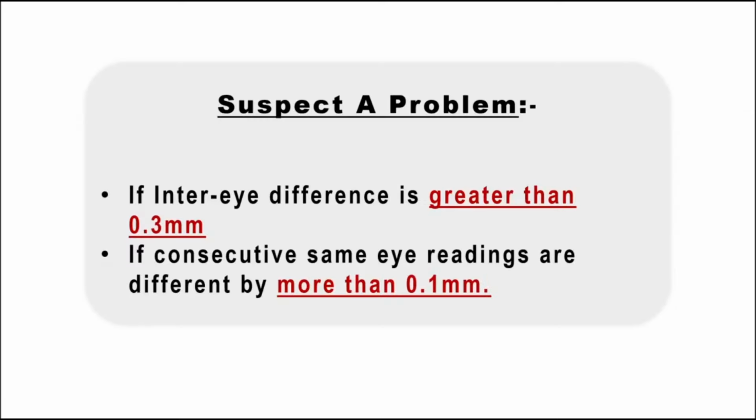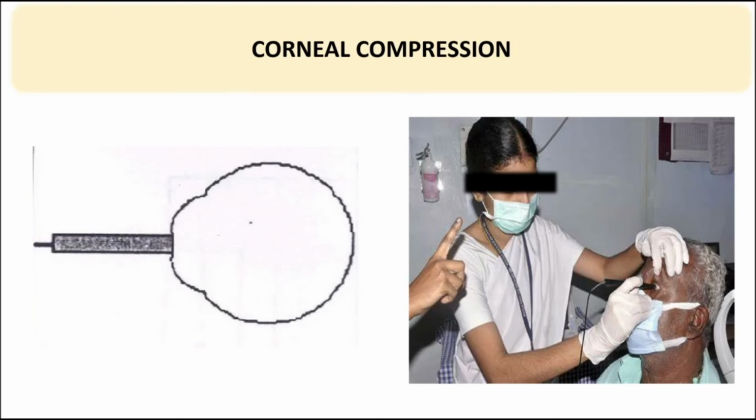Now let us talk about some common errors and challenging situations while carrying out an ultrasound biometry. First things first, whenever the inter-eye difference is greater than 0.3 millimeters, or when consecutive same-eye readings differ by more than 0.1 millimeter, you have to be suspicious. The first thing you should do is consider the medical history of the patient and find out if there is any particular reason for the differences in the reading. The patient might have a macular pathology, or a problem like posterior staphyloma, which is going to give different readings within the same eye.